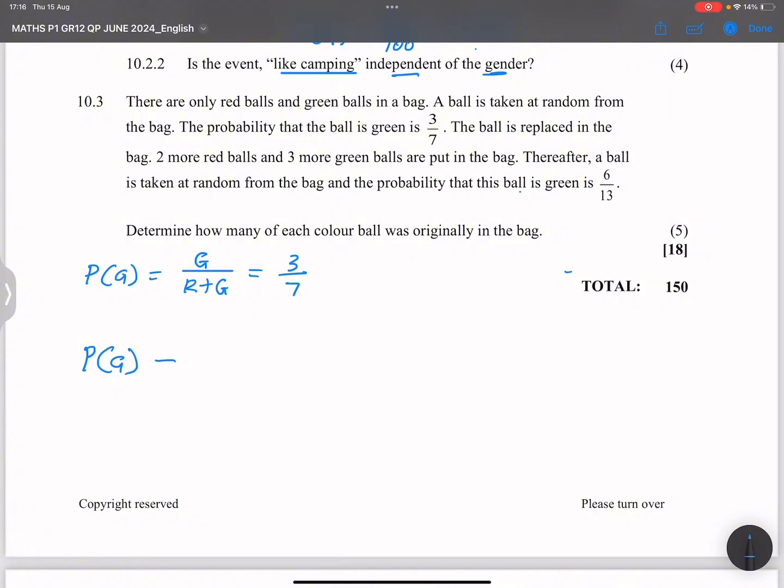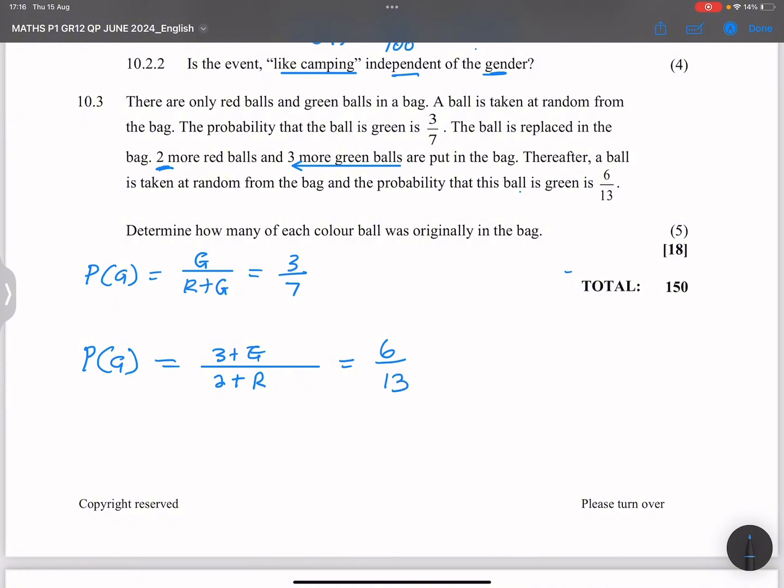Now I want you to note, what have we done? We have now increased the number of red balls, and we've increased the number of green by 3. So which means 3 plus the number of green balls, divided by the total, which would be 2 plus the initial number of red balls, and this would give us a probability of 6 over 13.